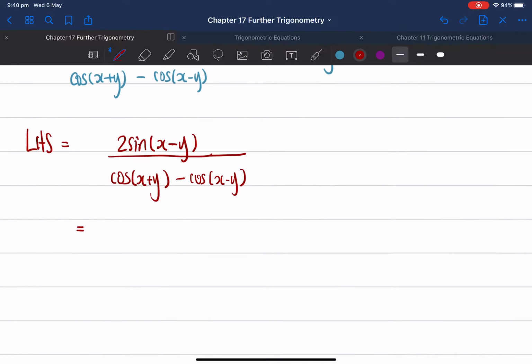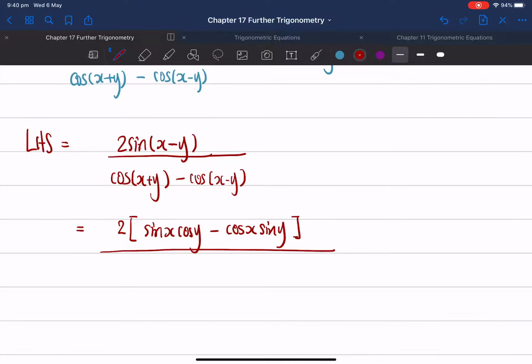All right. Let's expand, okay? What's the best way to expand that? So I've got 2, so let's put a bracket. Sine x cos y minus cos x sine y, over cos x cos y minus sine x sine y. Here's a minus, so you have to just pay attention. Because that's a minus, I would like to put another bracket just to be 100% sure I don't make any silly mistakes with the algebra.